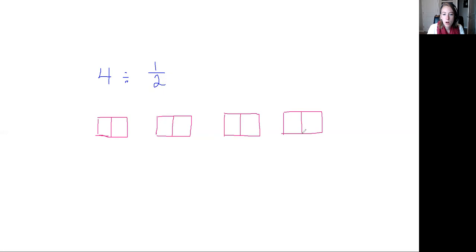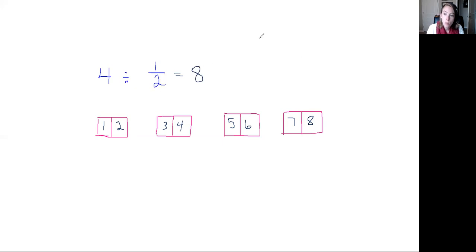All right, now we have our model split into halves. And so now I want to count how many 1/2s are in 4. So I'm going to count here, getting my marker up here, 1, 2, 3, 4, 5, 6, 7, 8 halves. Can you see? 1, 2, 3, 4, 5, 6, 7, 8 1/2 groups. And so here we would say 4 divided by 1/2 is 8.